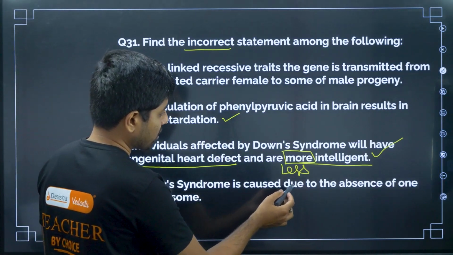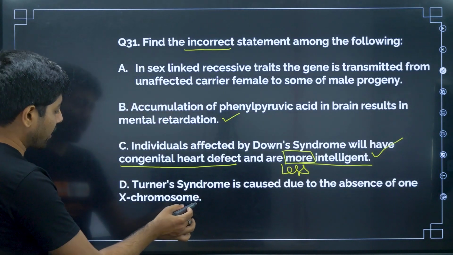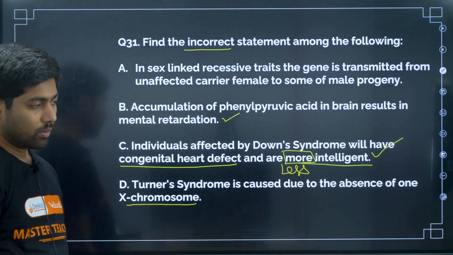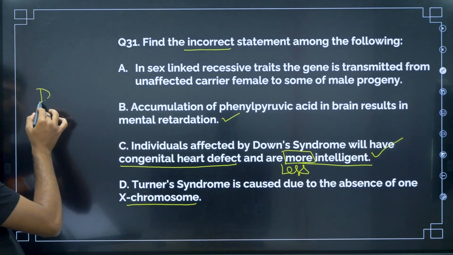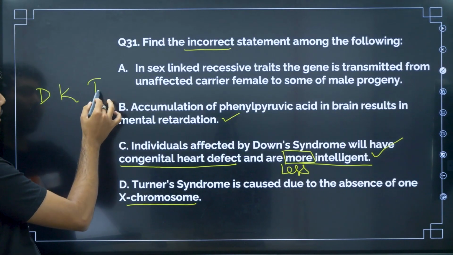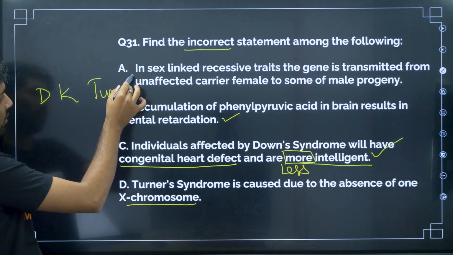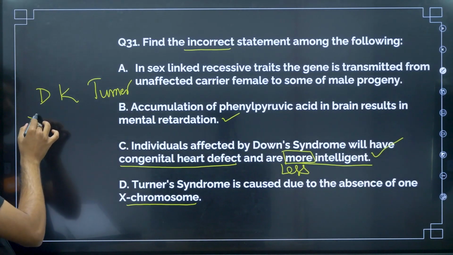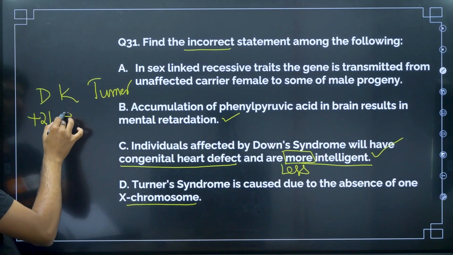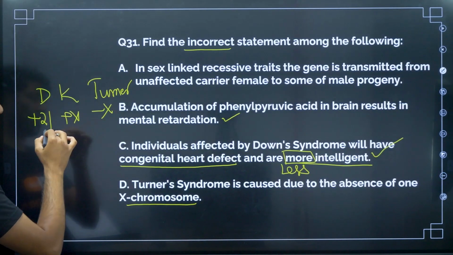Turner syndrome is caused due to the absence of one of the X chromosomes. Yes, right. How do you remember? It is DK Turner, right? Here Down's is plus 21, Klinefelter is plus X, Turner is minus X, correct?